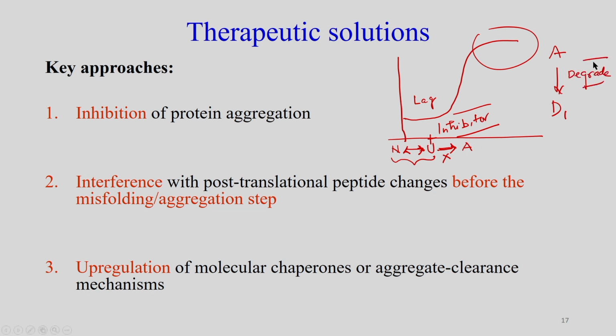If you can chemically degrade or break it down into smaller molecules or smaller fractions, sometimes, if it is degraded, it can be secreted out by the body. So, these are a few options available to inhibit the aggregation process.